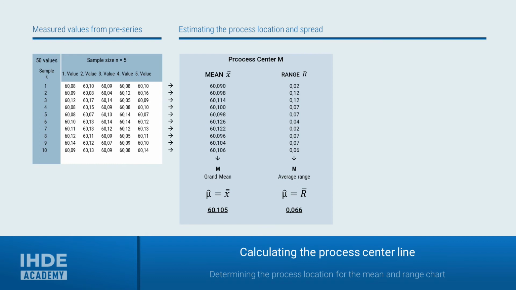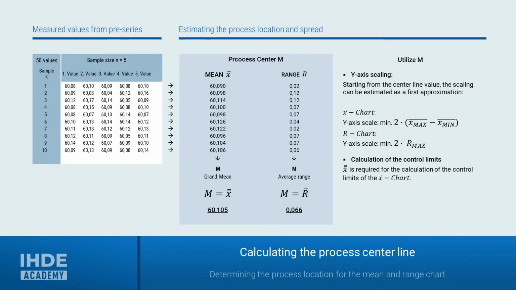The same was done next for the range. For each sample, the range was entered in the table, and at the end, the mean of the ranges was calculated. R bar is 0.066 mm.